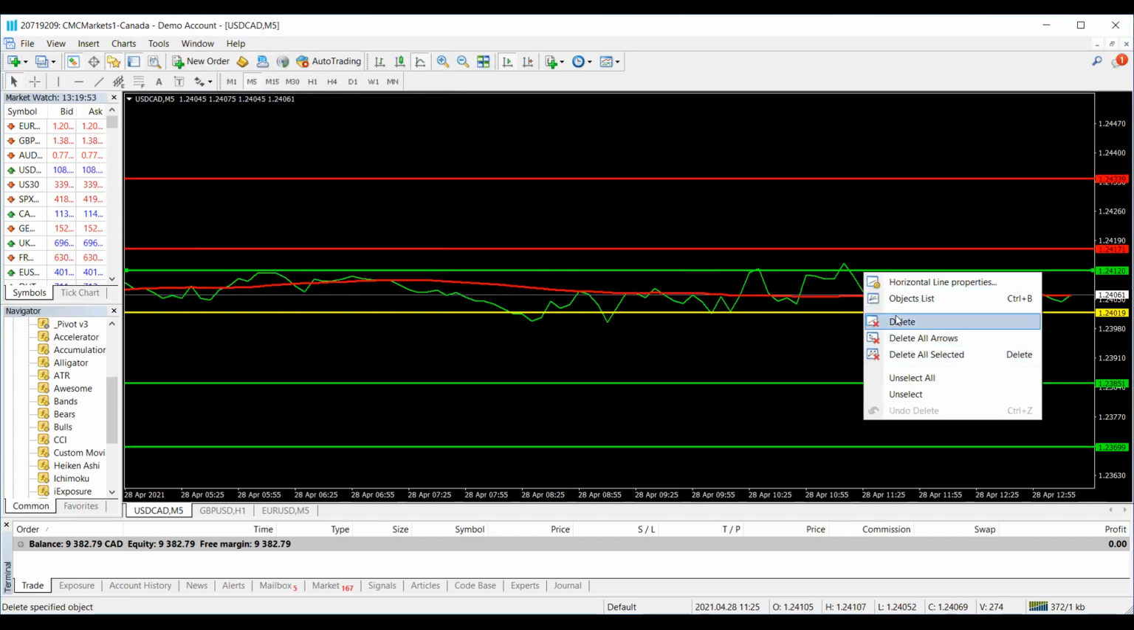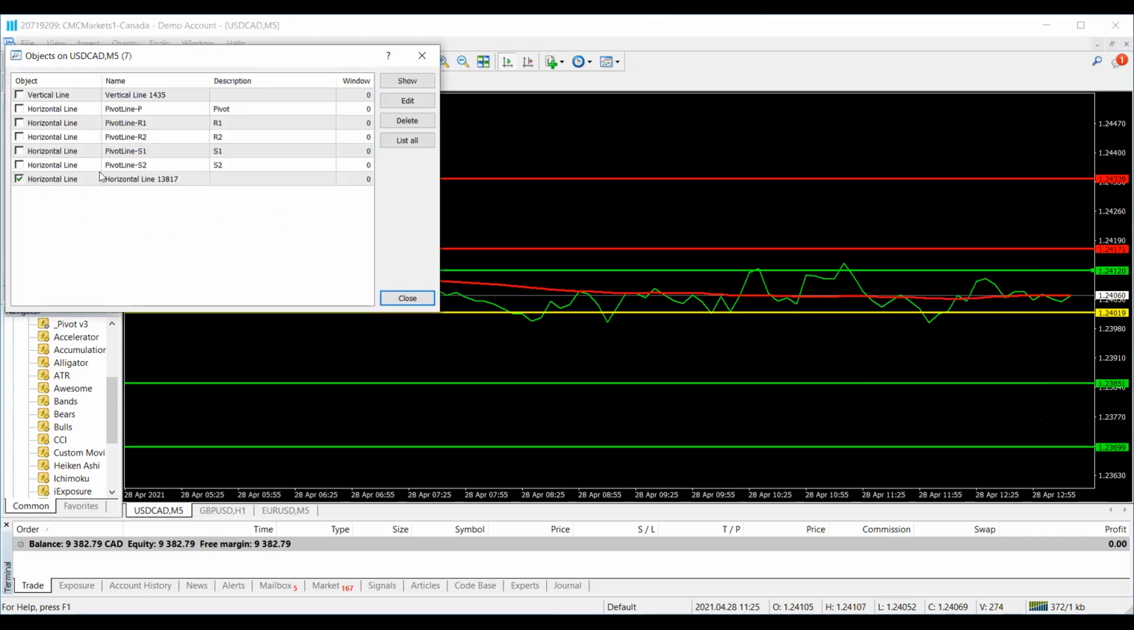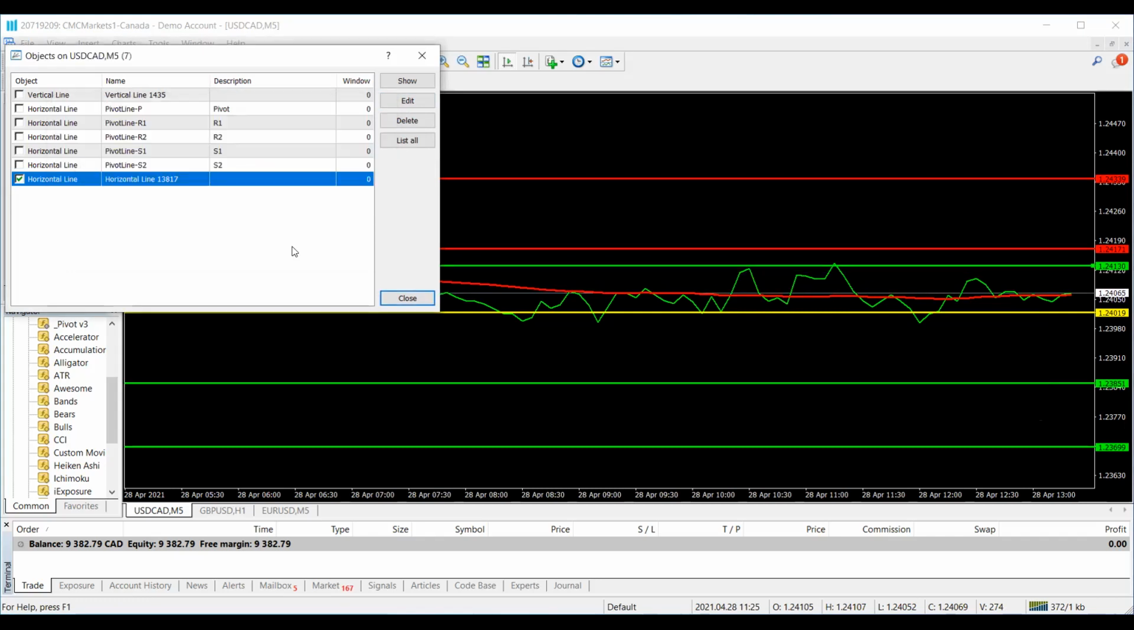Now you go to object list. I think this is where it's always important, like I always say, you have to be slow and deliberate when you're doing all this stuff. Because once you move fast, things can get out of hand.